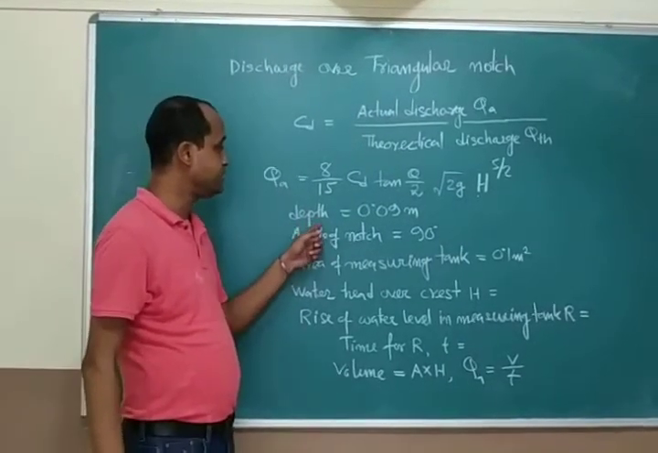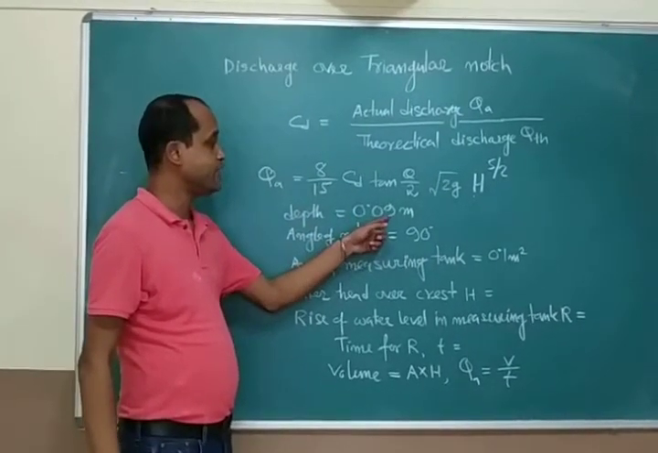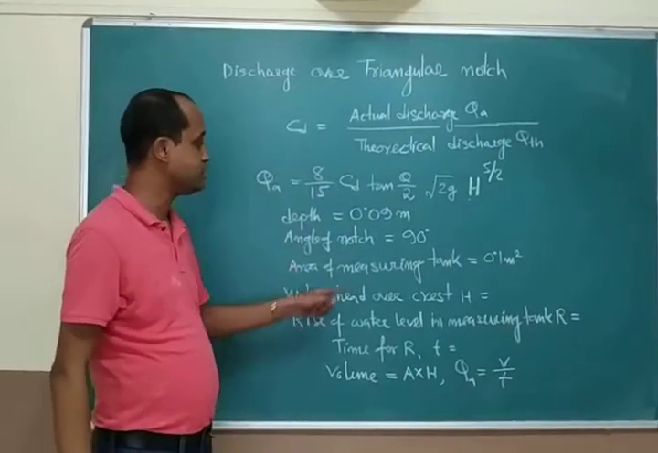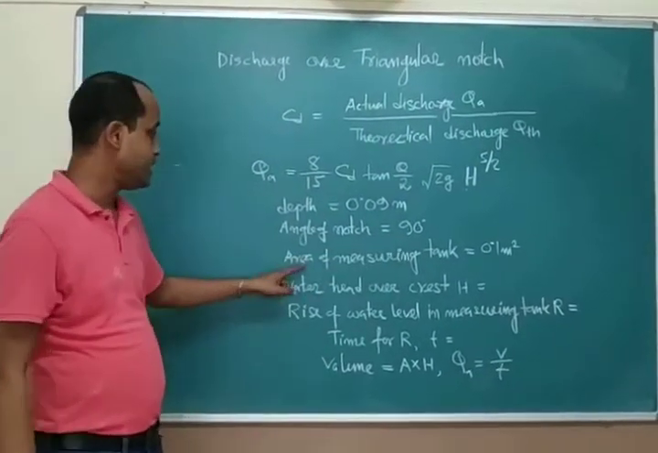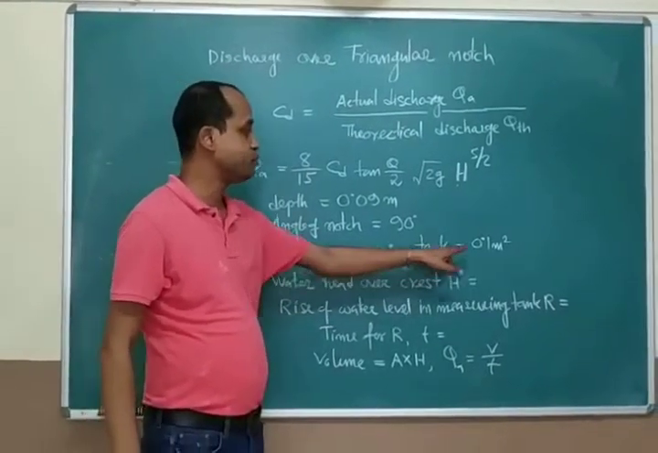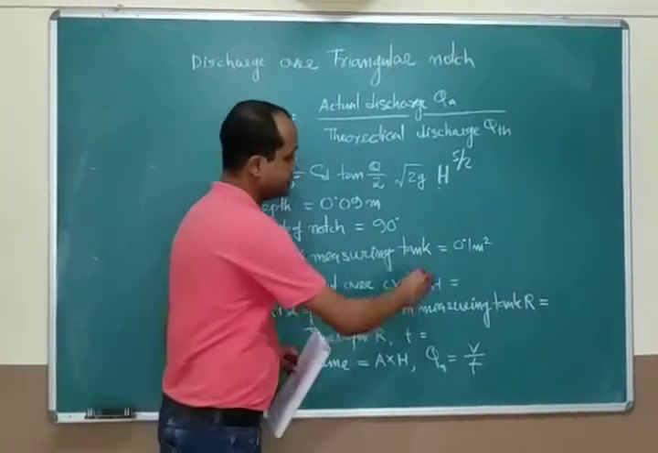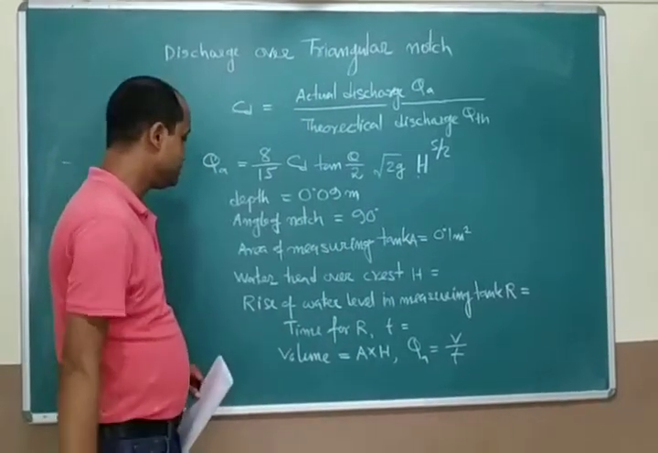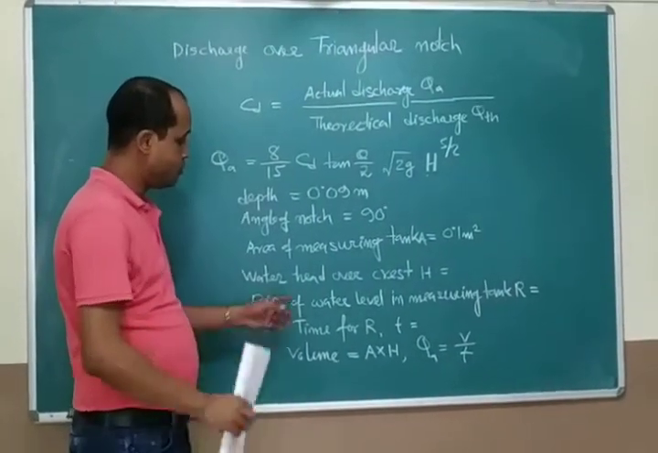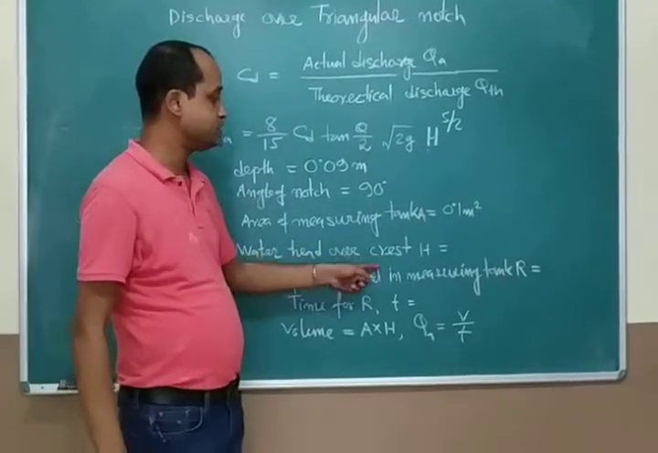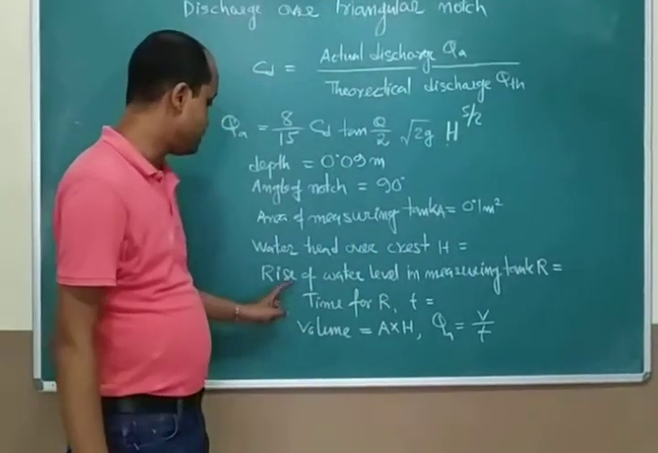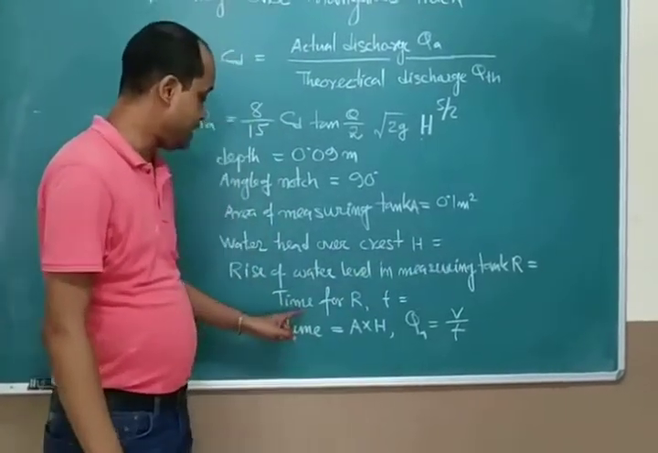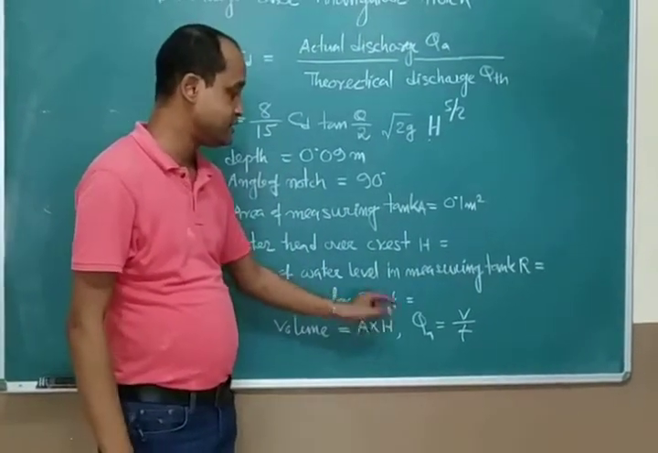So here the depth is 0.09 meter. The angle of the notch, because it is a triangular notch, is 90. And the area of the measuring tank, that is A, is 0.1 meter square. We have to find out the water depth over the notch, that is H, and the rise of water level in the measuring tank R, and the time for R, that is T.